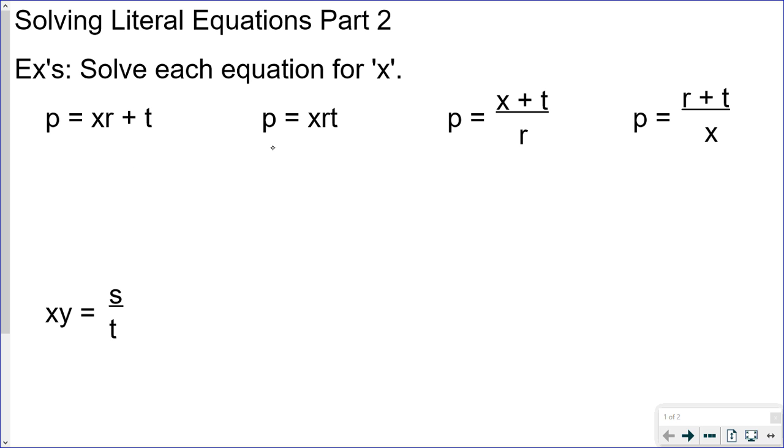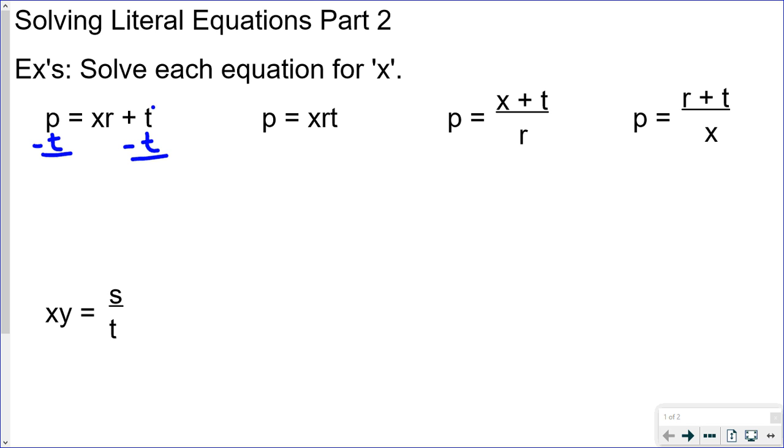So I have these top 4 examples here because I want to show the difference between solving these, because they're just subtle differences. All right, so in each of these, we're going to solve for x. In this first one, to get the x by itself, I've got to get rid of the r and the t. Similar to solving equations with numbers, we want to do the adding or subtracting first. So I'm going to get rid of the t by subtracting t on both sides of the equation. So minus t, minus t.